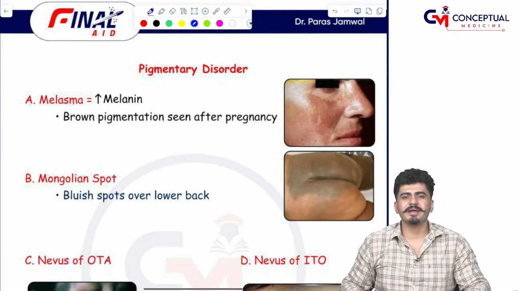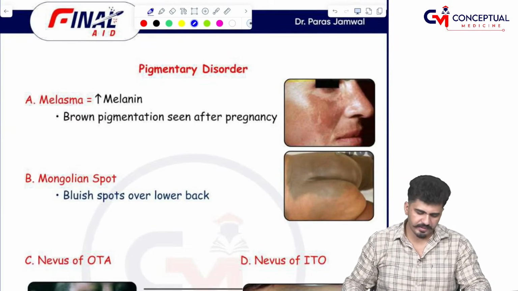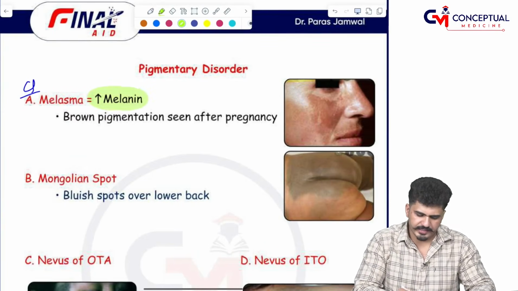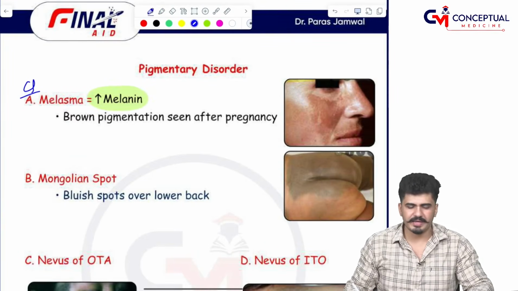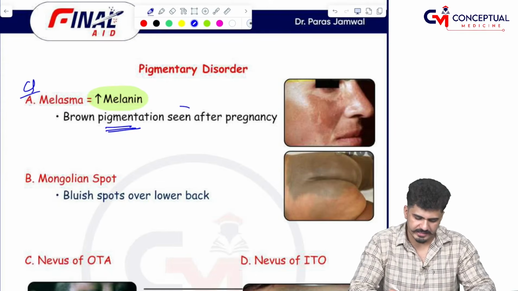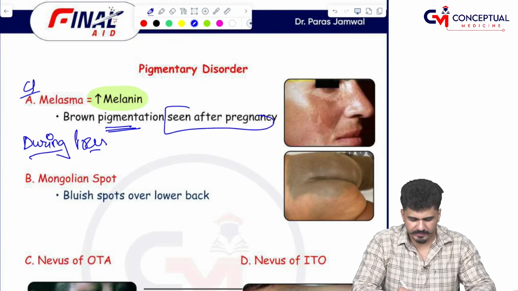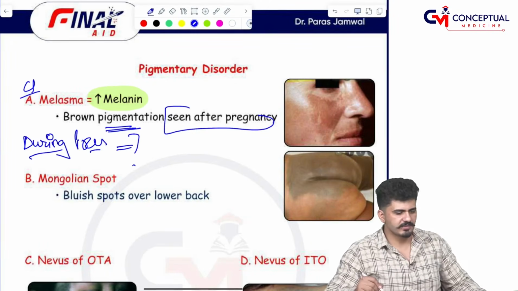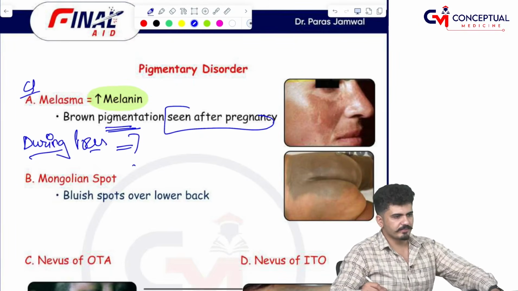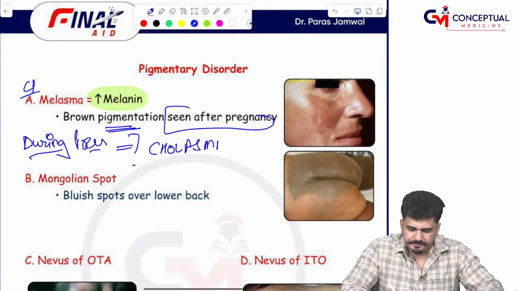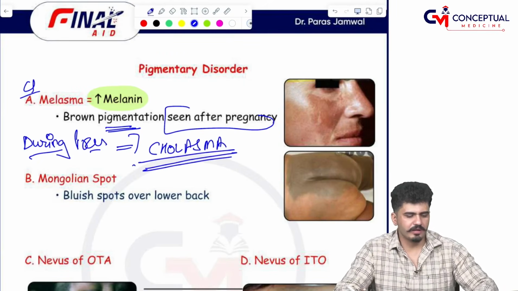Let's talk about the pigmentary disorders right now. Number 1 is melasma. Increase in melanin after pregnancy is called melasma. What about during pregnancy? The pregnancy mask that comes during pregnancy is called, can anyone guess the answer? This pregnancy mask is called chloasma.